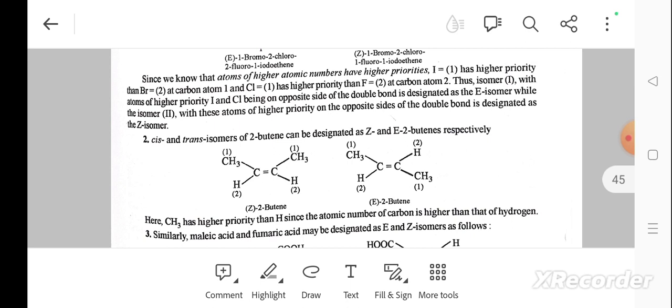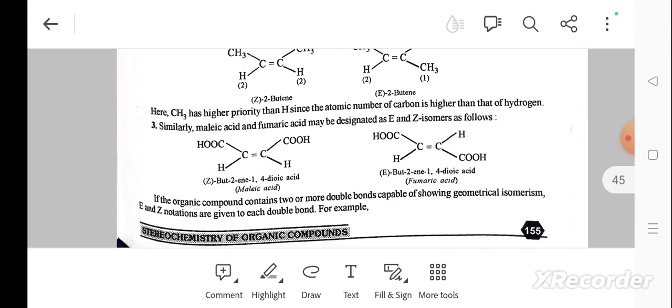Cis and trans isomers of 2-butene can be designated as Z and E 2-butene respectively. Here, the CH3 has higher priority than the H since the atomic number of carbon is higher than that of hydrogen. Similarly, maleic acid and fumaric acid may be designated as Z and E isomers.